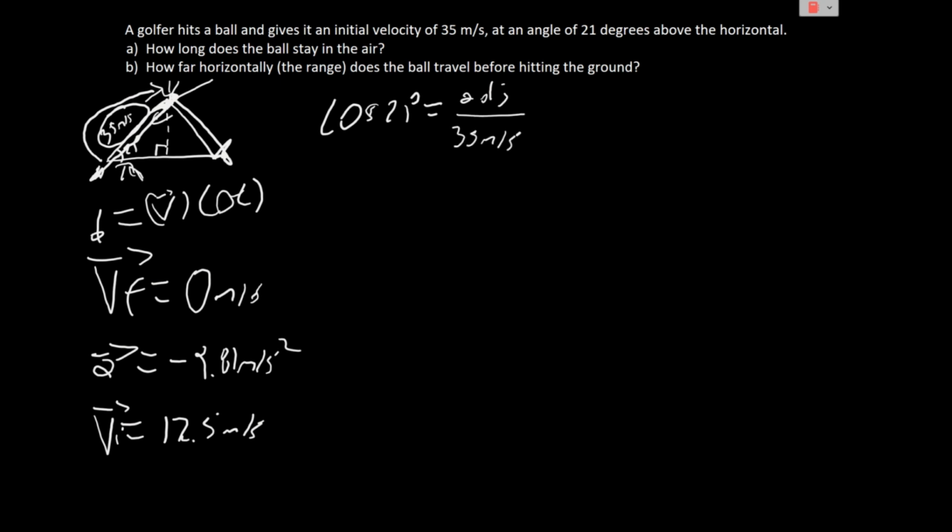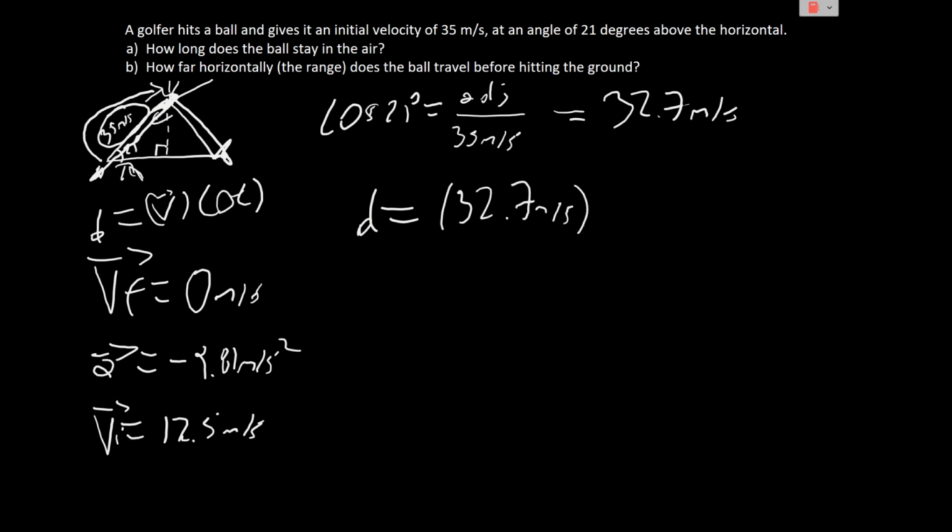Our adjacent side length will be about 32.7 meters per second. Now all we have to do to find the distance is multiply this velocity by this time, 2.6 seconds, which should give us about 83 meters, rounding to 2 significant digits.